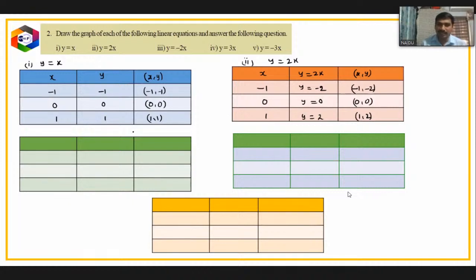Now in the same way, children, let us try it for the third one. Now this is y is equal to -2x, and here I will write x, and y is equal to -2x, and this is x comma y. Now again, like before, I am taking only -1, 0 and +1 for x. Now children, it is your turn. What is the y value if x equal to -1? Very simple.